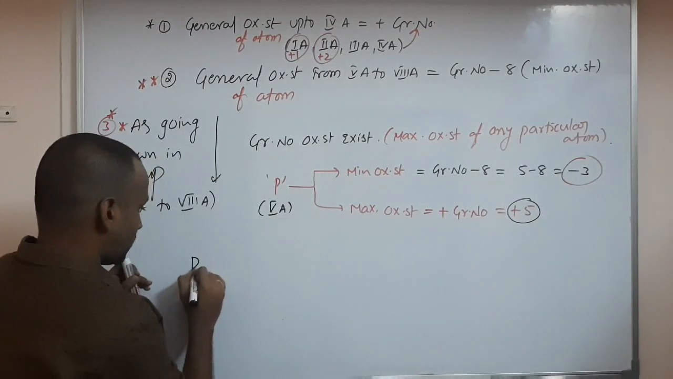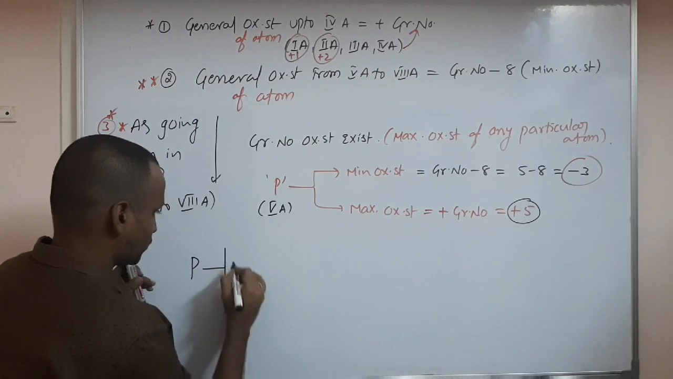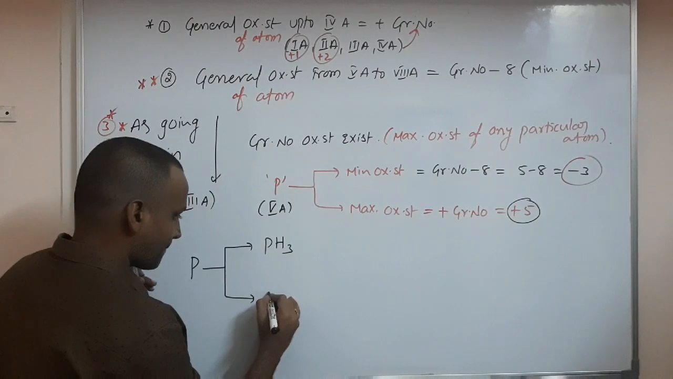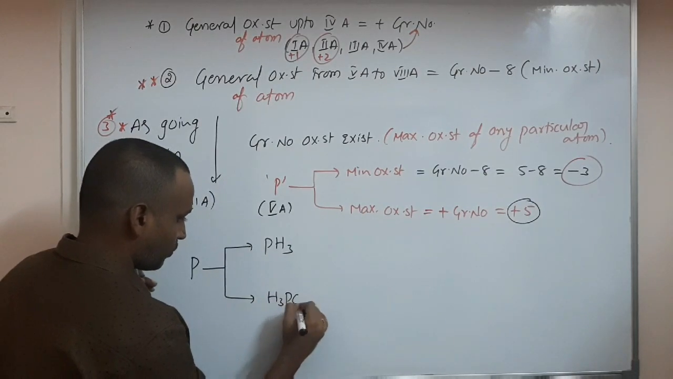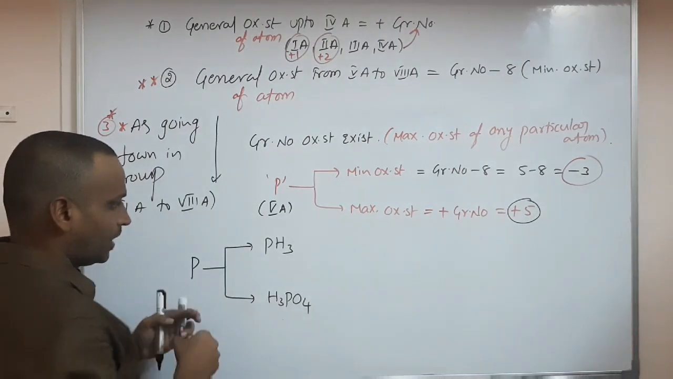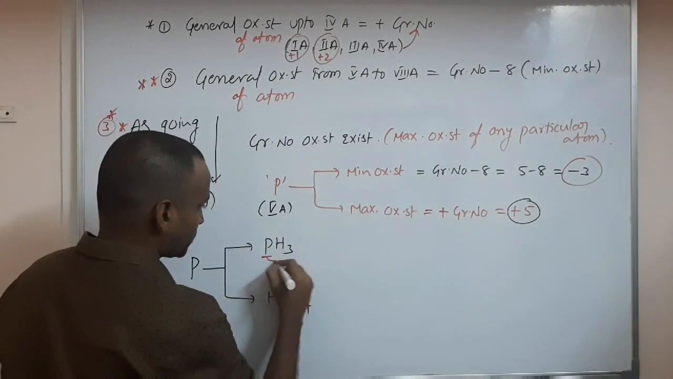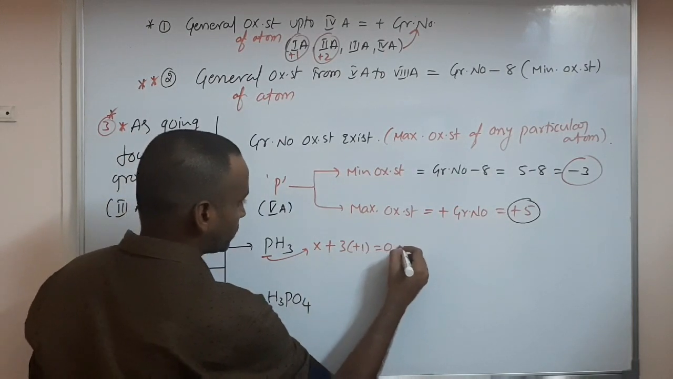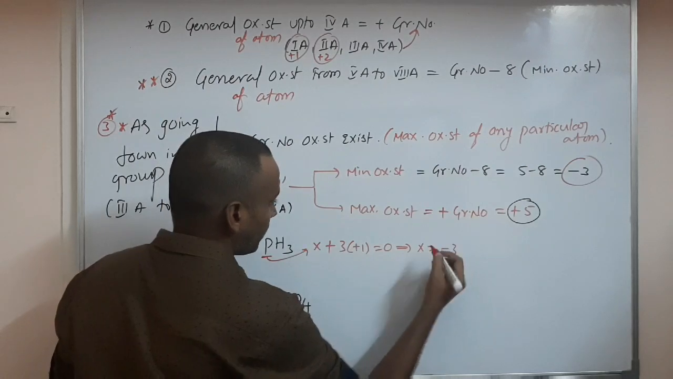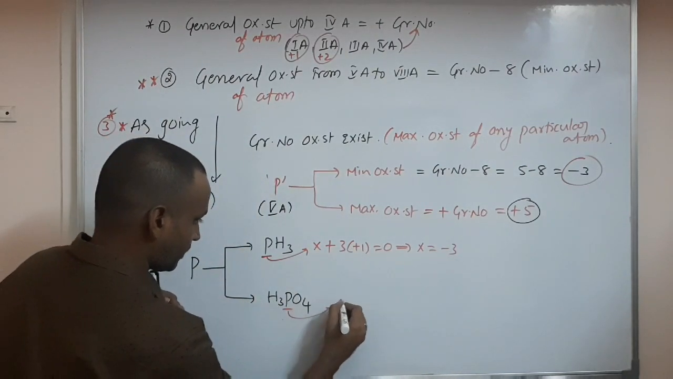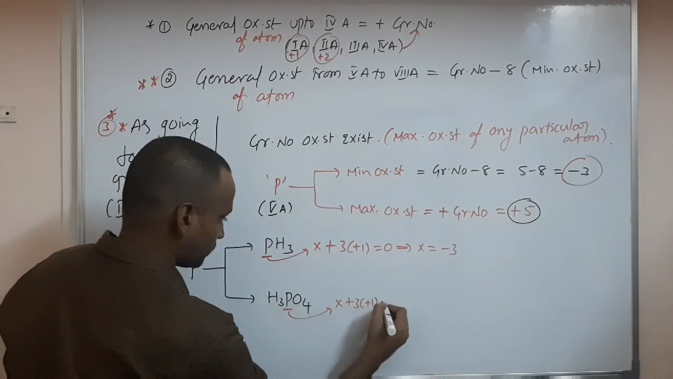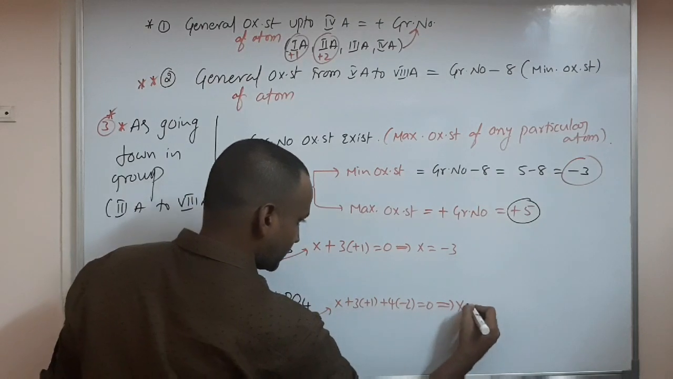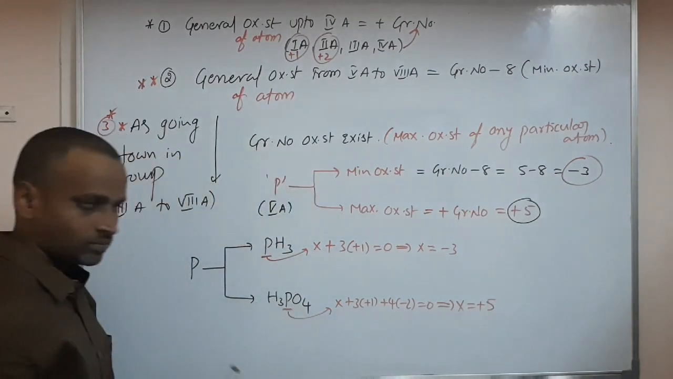So if you see like this now, for phosphorus, two examples I will take: one is PH3 and one is H3PO4. Okay, here phosphorus oxidation state, if you see, X plus 3 into plus 1 is equal to 0. That implies X equal to -3. Here phosphorus, X plus 3 into plus 1 plus 4 into -2 is equal to 0. That implies X equal to +5.